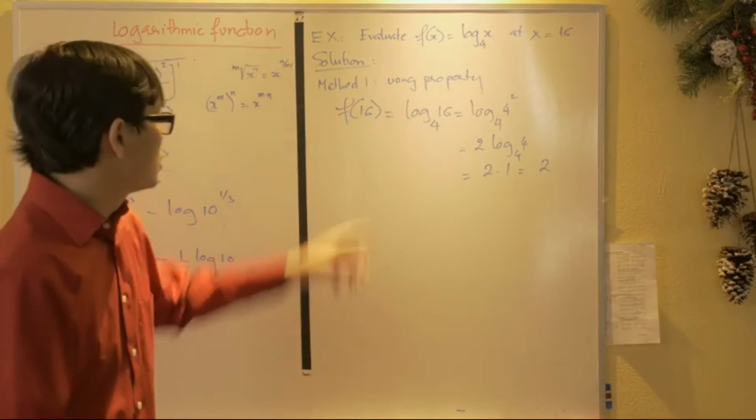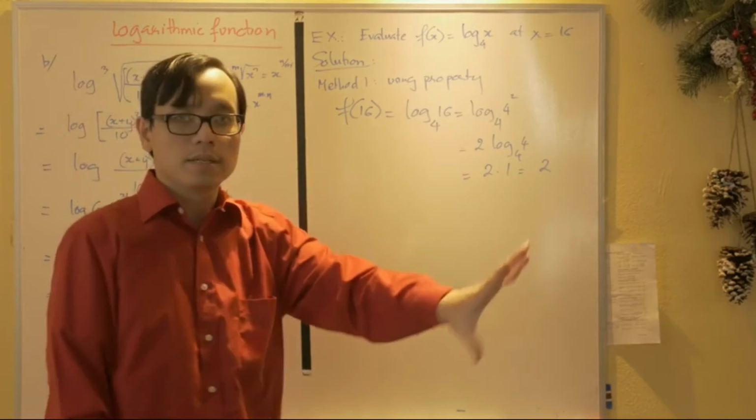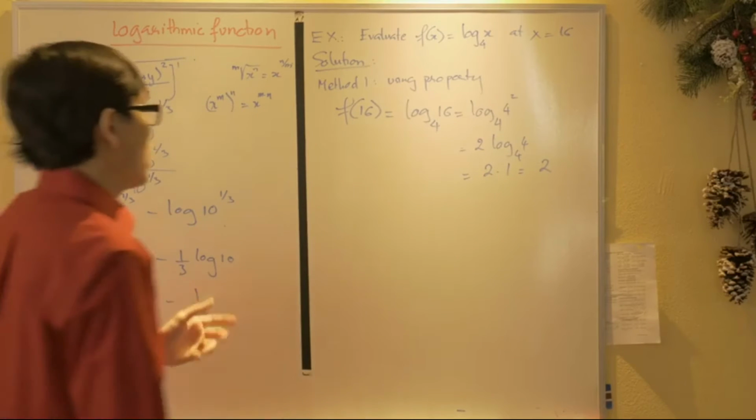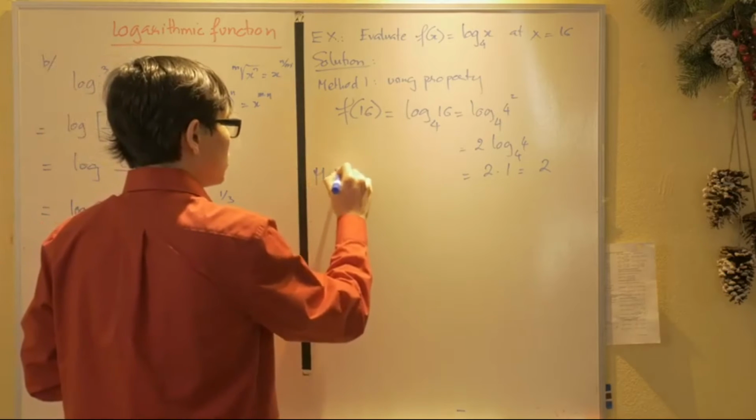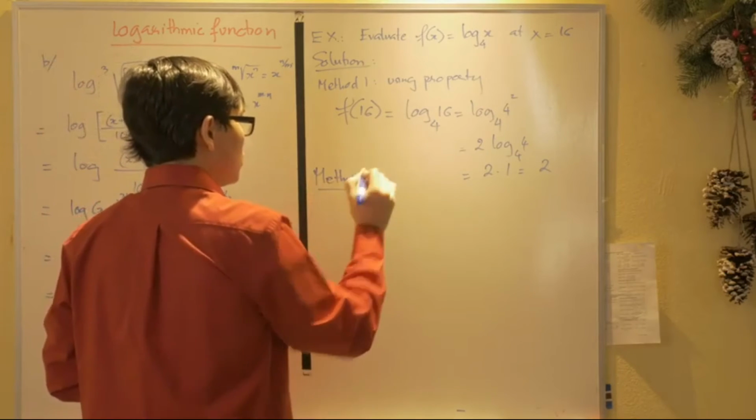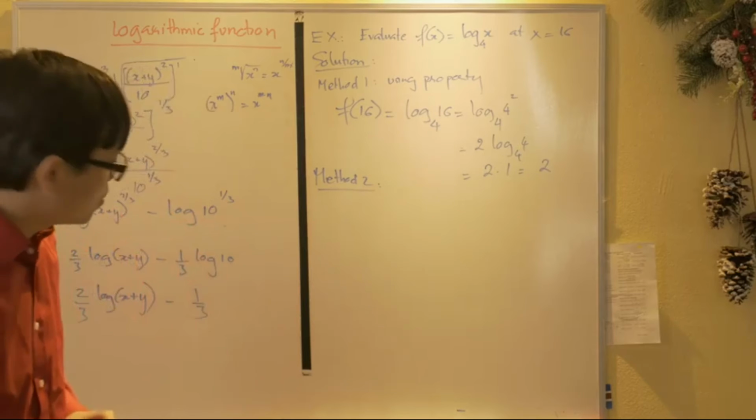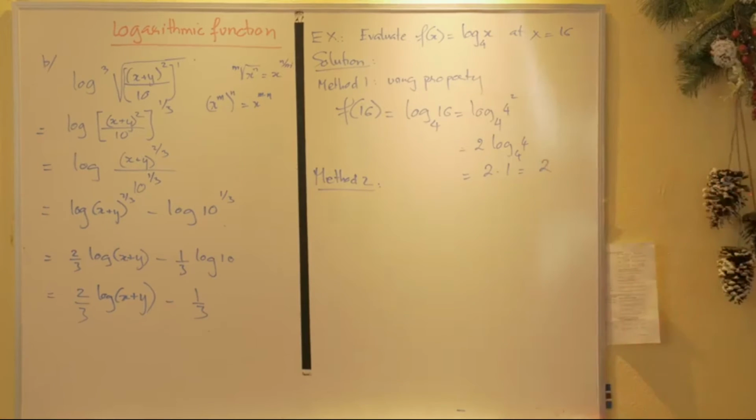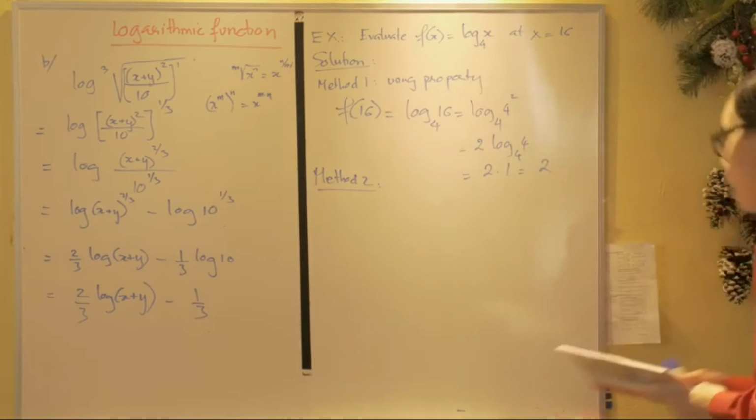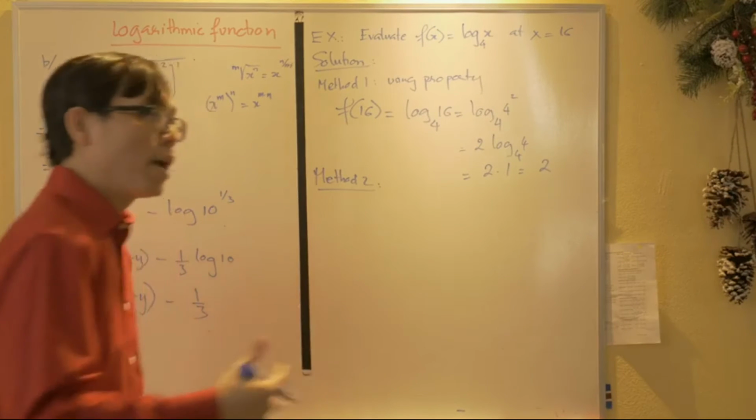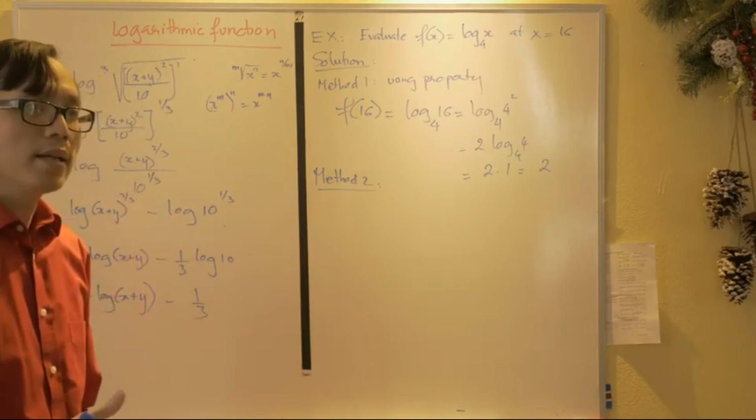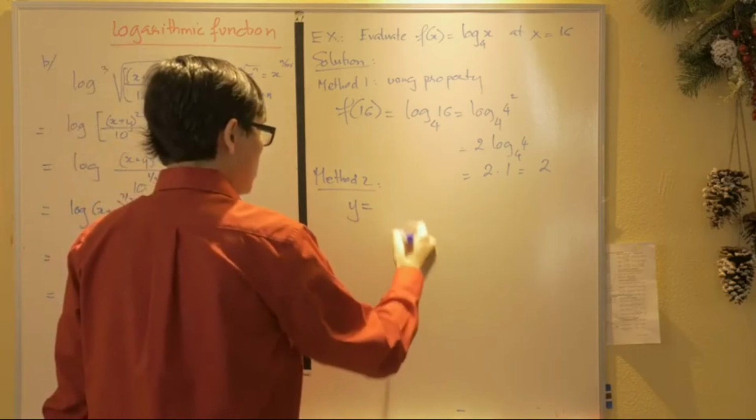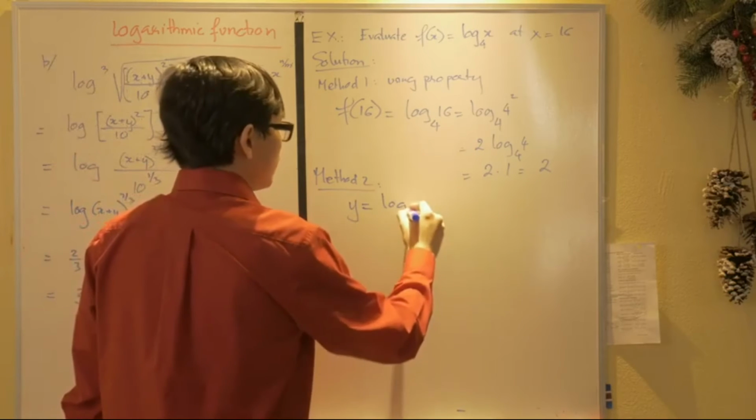You can find the output. So 16 is the input, 2 is the output of the function. But that's method 1. Method 2, you use the log principle. This is where the log principle comes into place. So how do we use the log principle? The log principle is y equals log base b of x, which is equivalent to x equals b to the y. So first of all, I write it down, log base 4 of x.